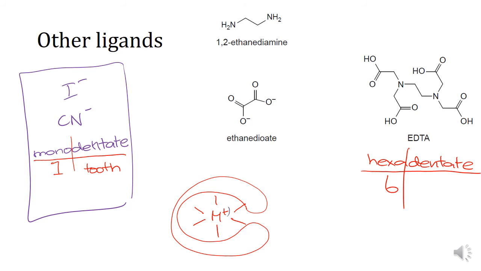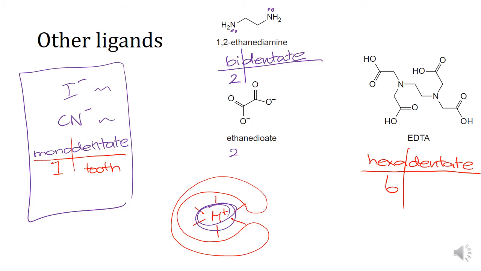You've got something that is positively charged in the middle. So your ligands are going to need to be either negatively charged, like these monodentate guys, or they're going to need to have nice chunky lone pairs of electrons to attach onto our metal ion. So this is bidentate, because it's taking 2 bites out of our metal ion. Ethanedioate is also bidentate.